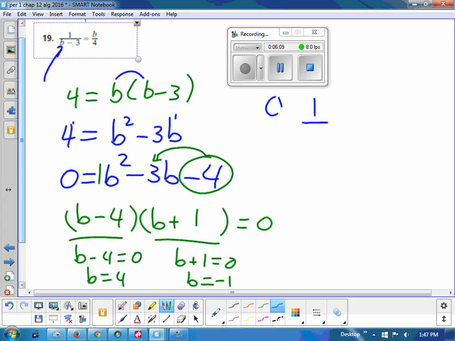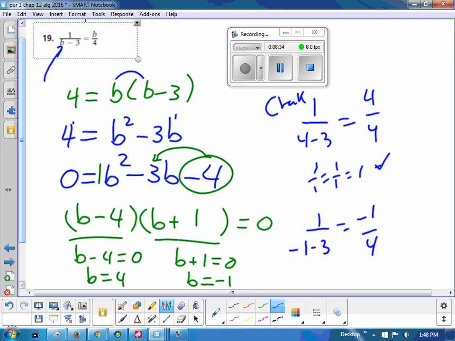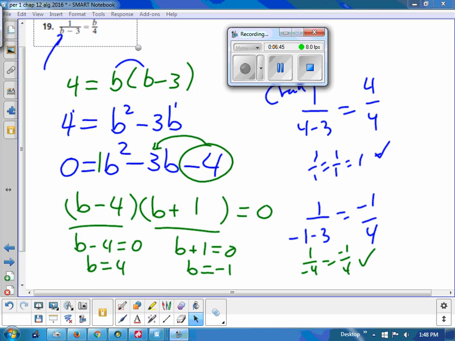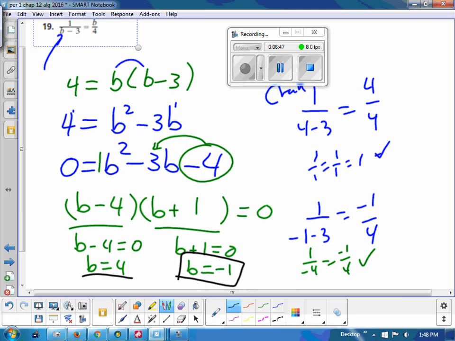We're going to check each one. We're going to check 4. 1 over 4 minus 3, is that equal to 1 over 4 over 4? And that does check. We get 1 over 1 equals 1 over 1. Okay, and then let's try the -1. We get 1 over -1 minus 3 equals -1 over 4. And this one you get 1 over -4 equal to -1 over 4. Those are the same things, and that one also checks. So the answer to that was b equals 4 and b equals -1, because they both check.